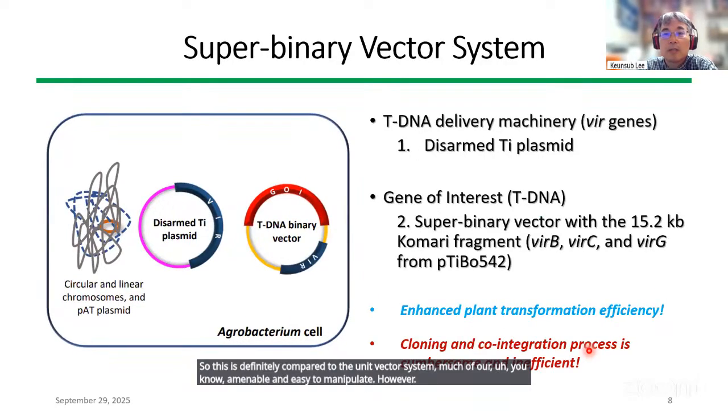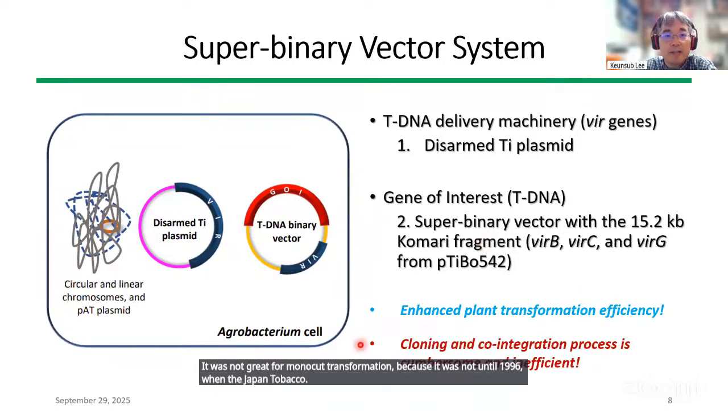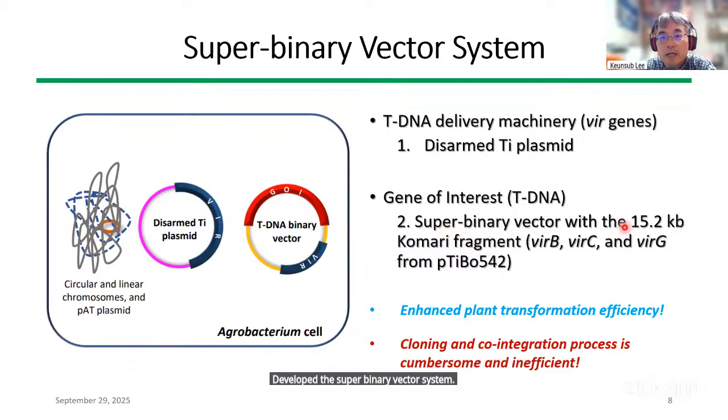However, it was not great for monocot transformation, because it was not until 1996 when Japan Tobacco developed the super binary vector system, which contains about a 15 kb fragment. It's called the Komari fragment, which has the virB, C, G operon from the super hypervirulent Agrobacterium strain, in this case pTiBo542. And it really enhanced the transformation efficiency in monocots, including rice and maize. So after that, many people have been using this one.